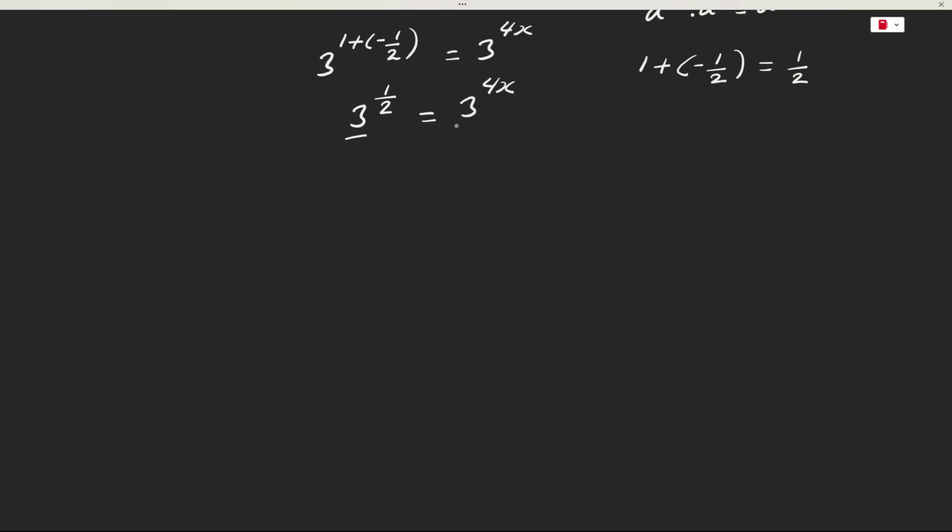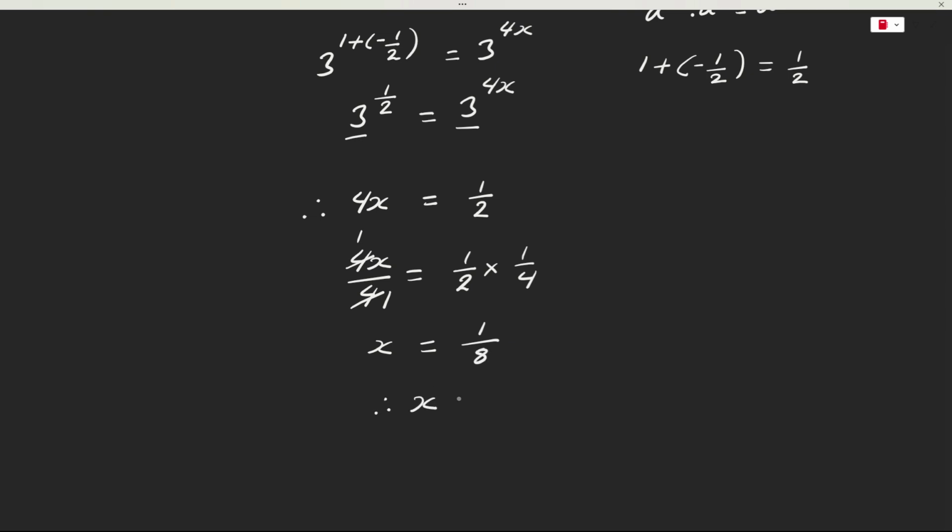Now since bases are equal, therefore 4x equals 1/2. Now on dividing both sides by 4, we can write this as 4x/4 equals 1/2 times 1/4. Here and here 4 will be reduced by 4, 1 time, here also 1 time. This gives x equals 1 times 1 is 1, 2 times 4 is 8. Therefore x equals 1/8. This is our final solution.